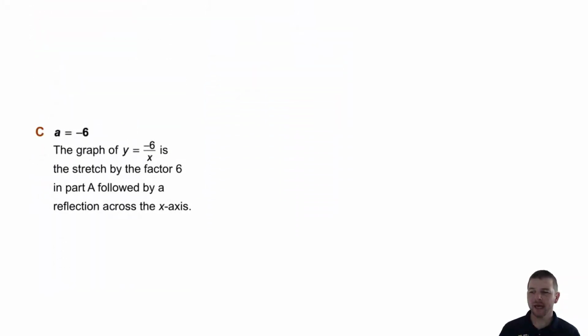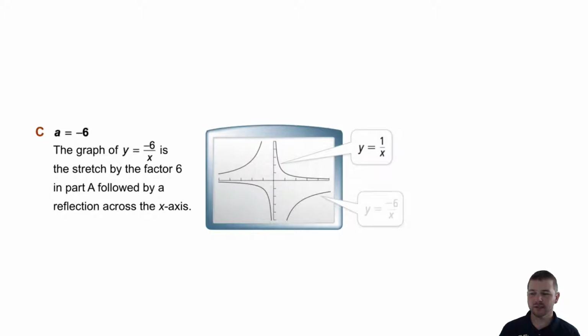Part C. a equals -6. The graph of y equals -6 over x is the stretch by the factor 6 in part A, followed by a reflection across the x-axis, as shown in the graph at the right.